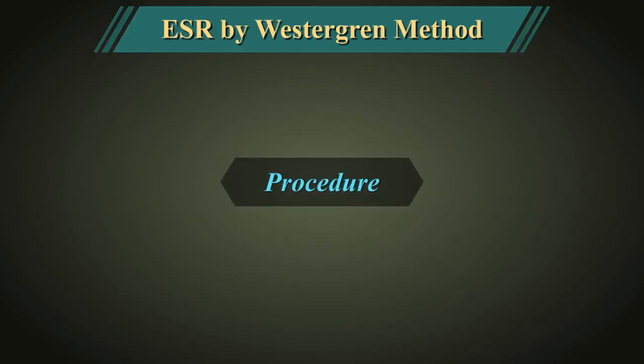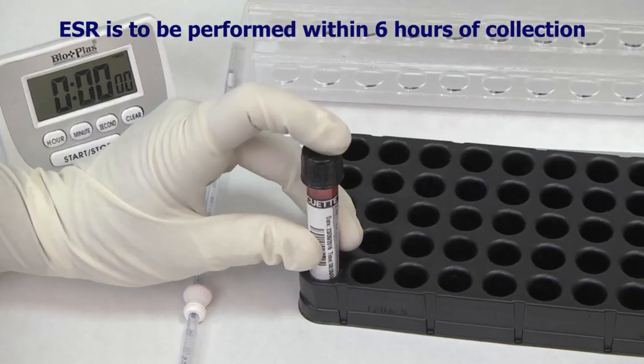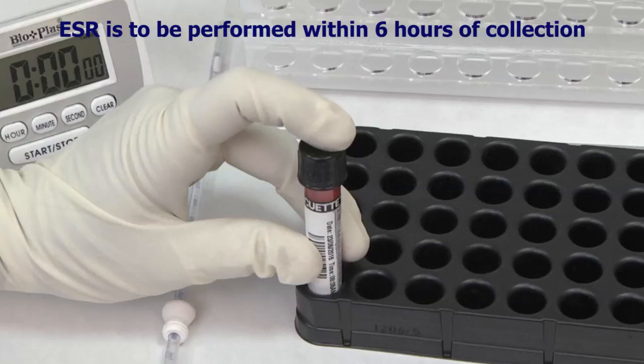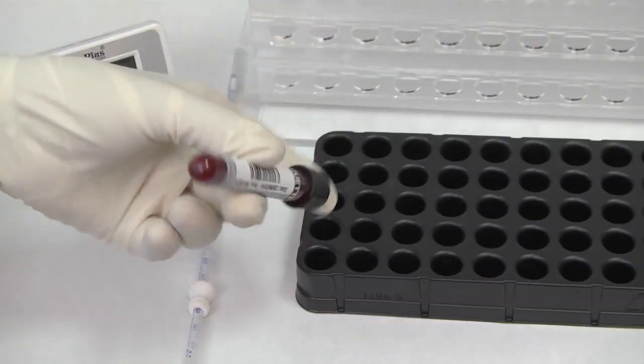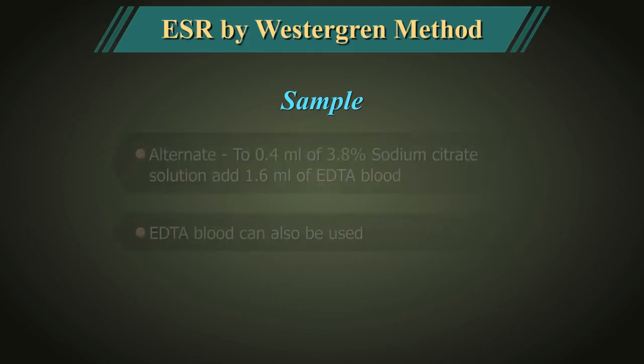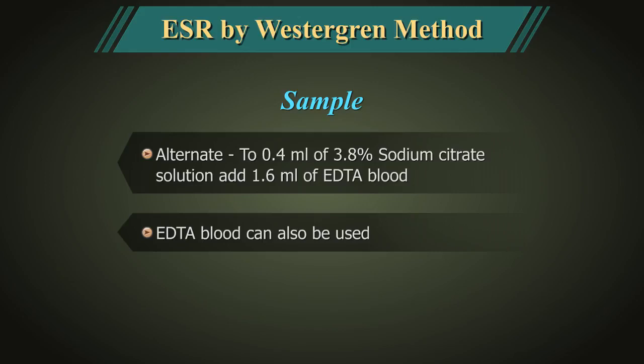Procedure. Standard precautions should be followed. Collect 1.6 milliliters of blood by venipuncture in 3.8% sodium citrate vacutainer and mix the contents thoroughly by inverting the vial at least 6 times. Alternatively, measure exactly 0.4 milliliters of the 3.8% trisodium citrate solution with the help of a pipette or syringe into a clean and dry tube. Draw venous blood and immediately place 1.6 milliliters into the trisodium citrate solution.